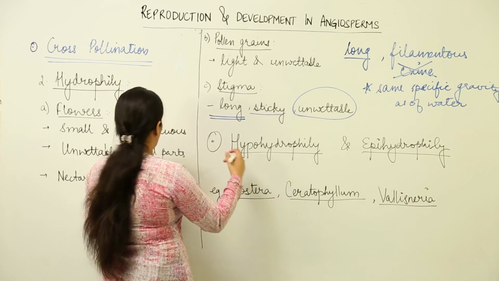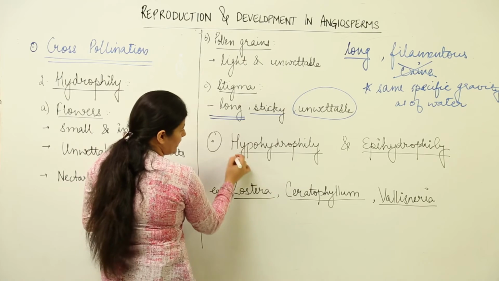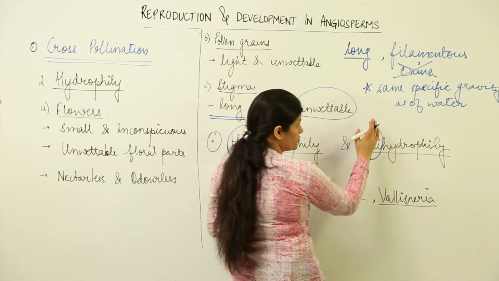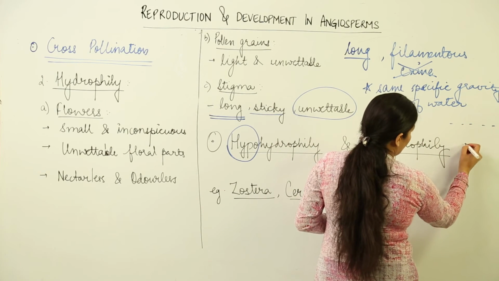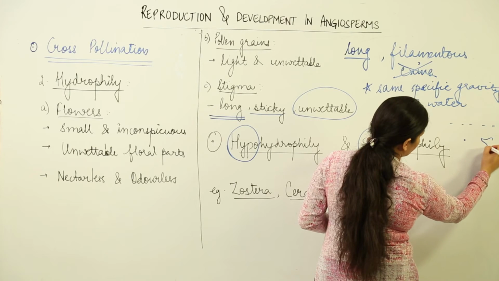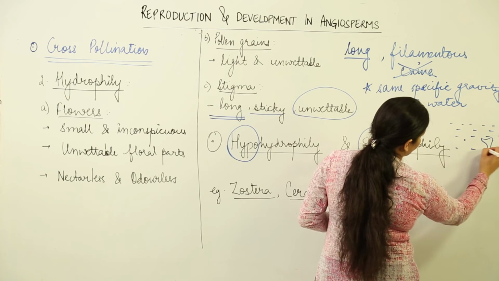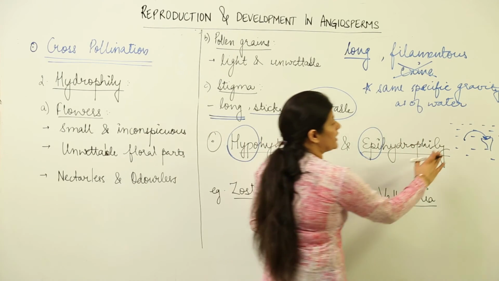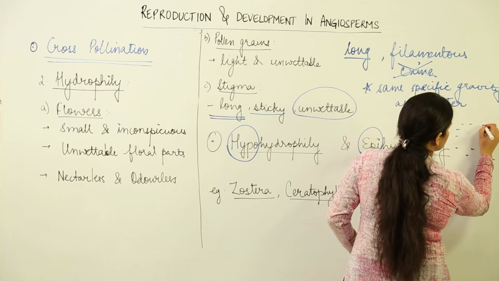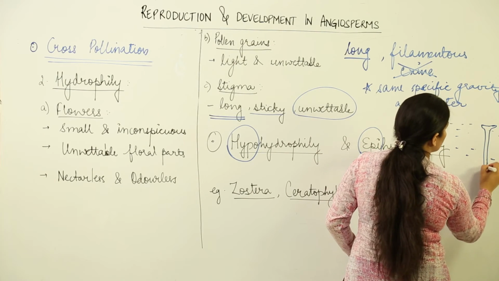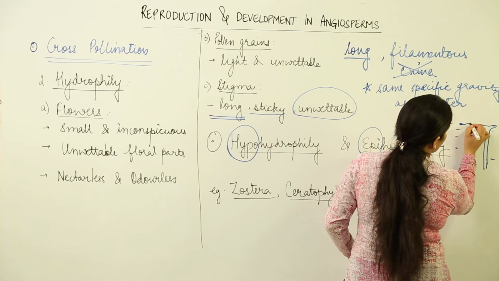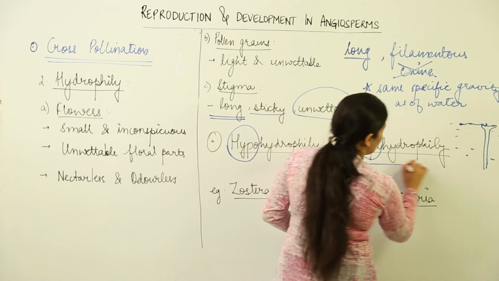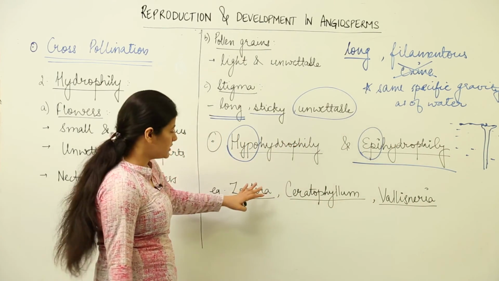Now there are two types of hydrophilies. One is hypohydrophily, another is epihydrophily. Supposedly this is the surface of water. In case the pollen comes in contact with stigma under the water, that would be known as hypohydrophily. In case it happens like this, the stigma has reached till here, the long stigma, pollen is floating passively, it comes in contact with stigma like this with the passive current, then that condition is known as epihydrophily. So you have to keep these things in mind.